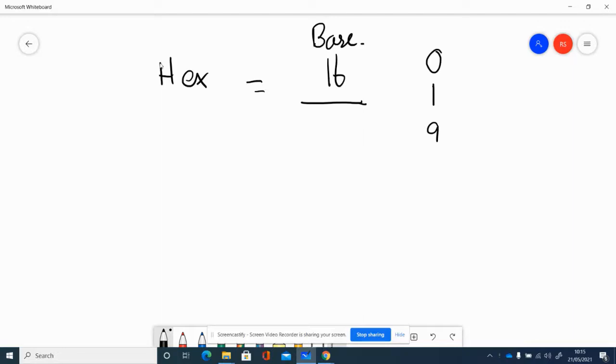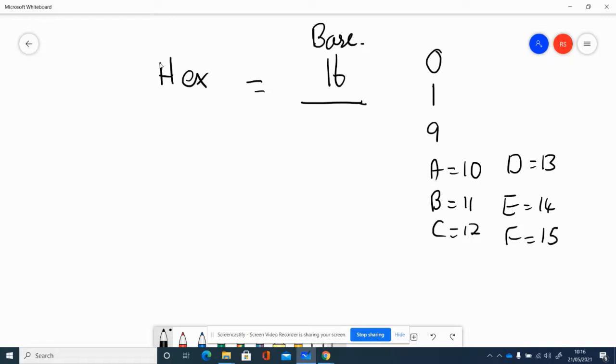But then we've got some other symbols that we need to make up to 16. So A becomes 10, and we use B for 11, and C for 12, D for 13, E for 14, and finally F for 15, because we've now got 16 symbols, F being 15, and we've still got 0, so 0 to 9 and A to F.